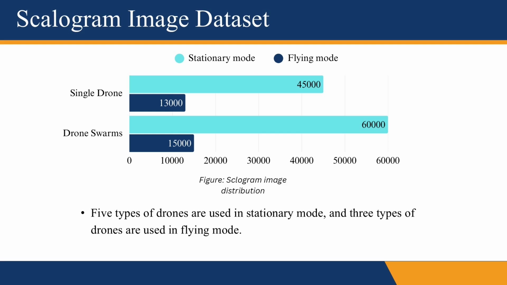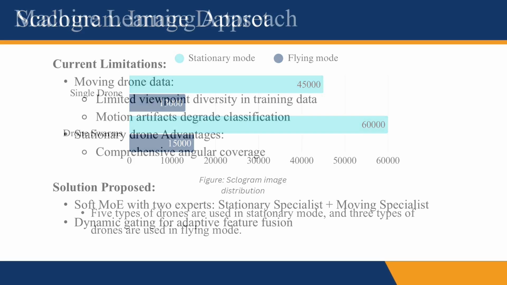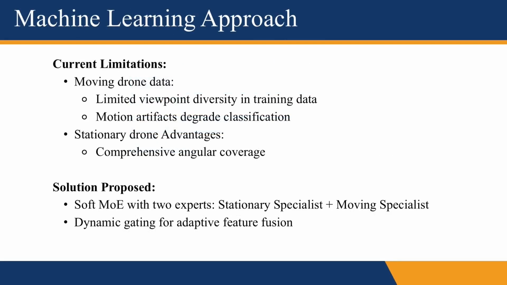For our machine learning approach, we used scalograms as input to the model. We faced challenges when using only moving data due to limited viewpoint diversity in the training dataset. Motion artifacts also degraded classification performance. When we captured data in stationary mode, we were able to cover almost all angles. Therefore, we propose a soft mixture of experts approach, where two experts are trained separately on stationary and moving data.